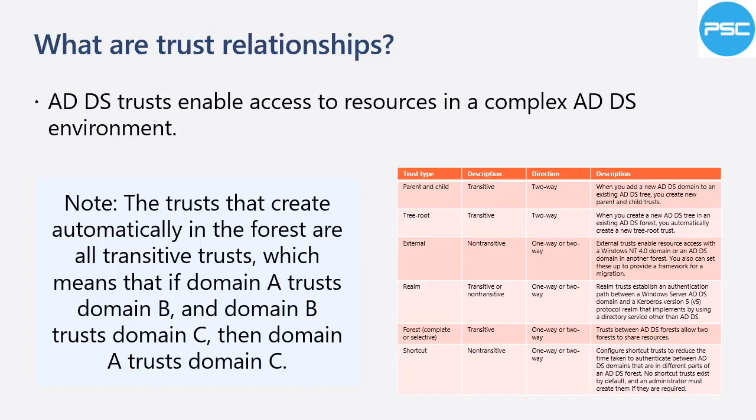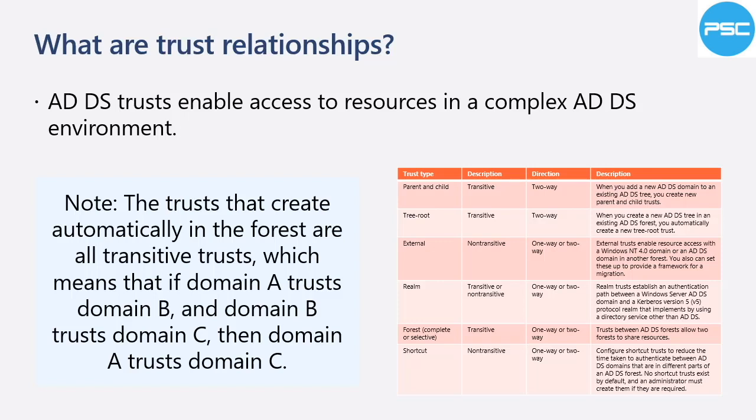Realm trust. Can be transitive or non-transitive and one-way or two-way. Realm trusts establish an authentication path between a Windows Server ADDS domain and a Kerberos version 5 protocol realm that implements by using a directory service other than ADDS, such as those in purely Linux environments. Forest, complete, or selective trusts: transitive and either one-way or two-way.